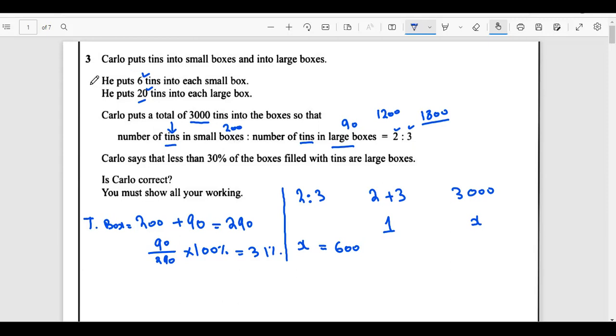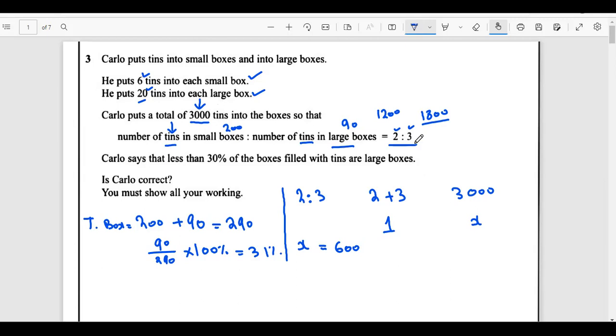It says 6 tins into each small box. So one small box can hold up to 6 tins, and one large box can hold up to 20 tins. In total, he has 3000 tins. The number of tins in the small boxes to the number of tins in the large boxes is 2:3. First of all, you need to find out the ratio of the total number of boxes.